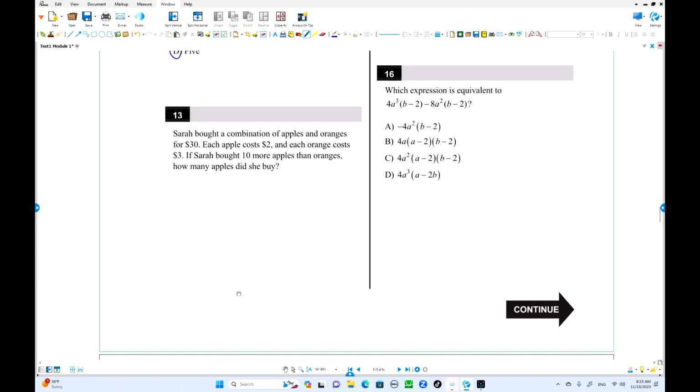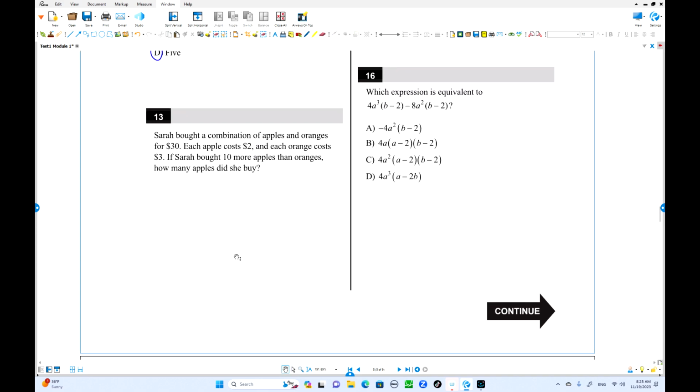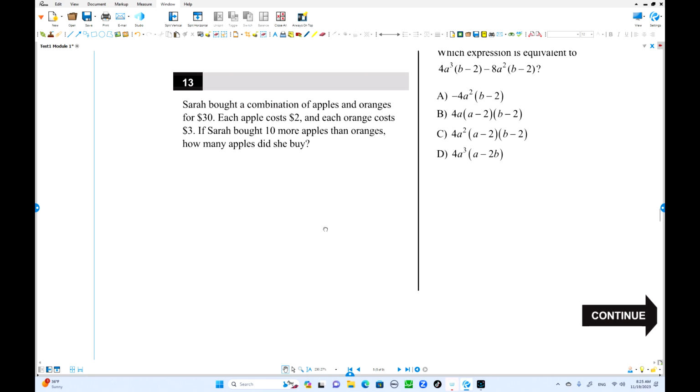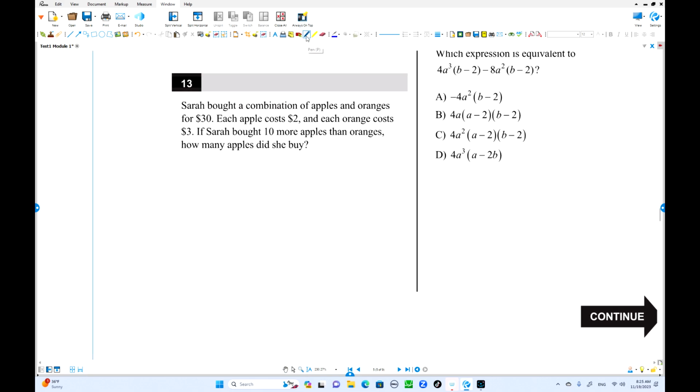All right, number 13. A combination of apples and oranges, for $30, total cost is $30. Each apple costs $2, and each orange is $3. There are 10 more apples than oranges. So for oranges you can use x, and 10 more is x plus 10, right? That's it.